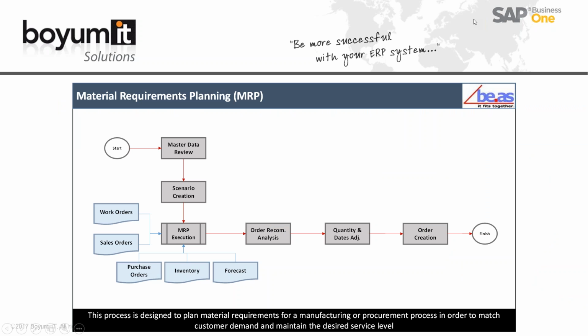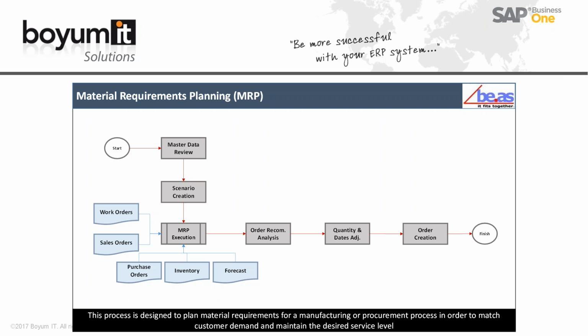Okay, so here we are. We saw on the previous webinar how to create our items, our resources, and how to include everything from the manufacturing into be.as. Okay, so now that we have all linked and all integrated into SAP and be.as, we're going to start planning.